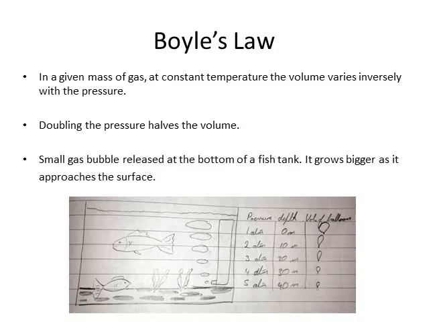So in a given mass of gas, at a constant temperature, the volume varies inversely with the pressure. So if you double the pressure, you're going to halve the volume.